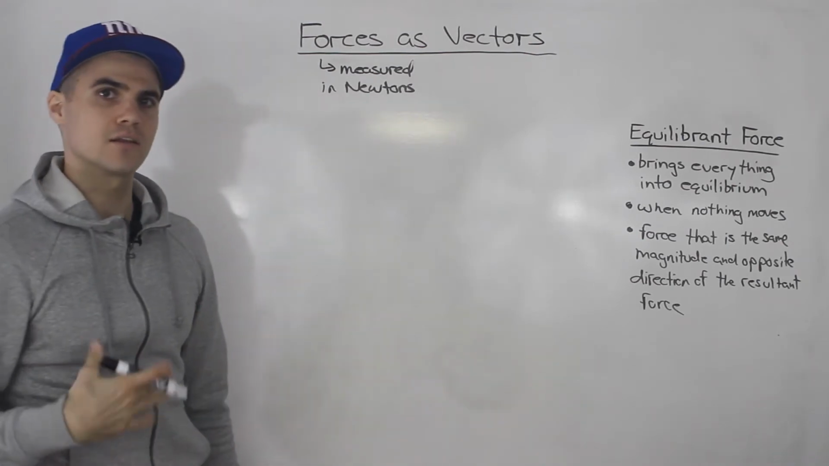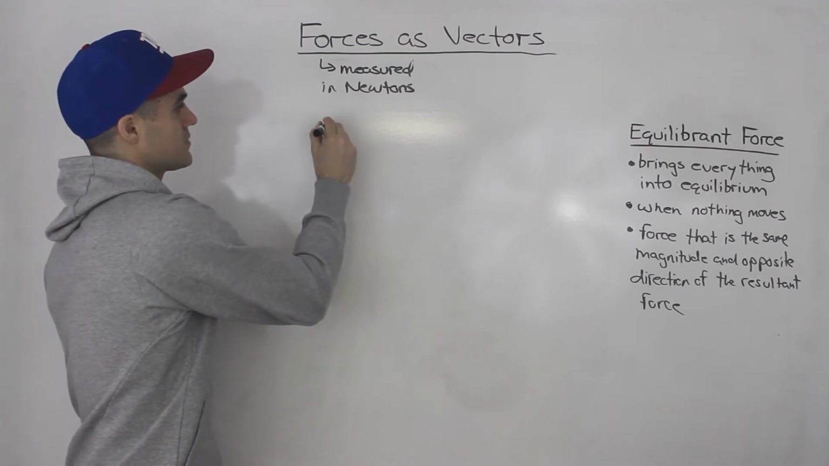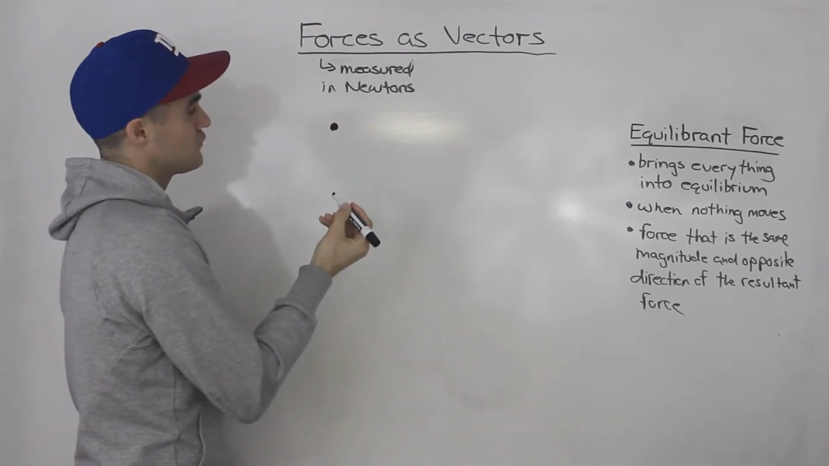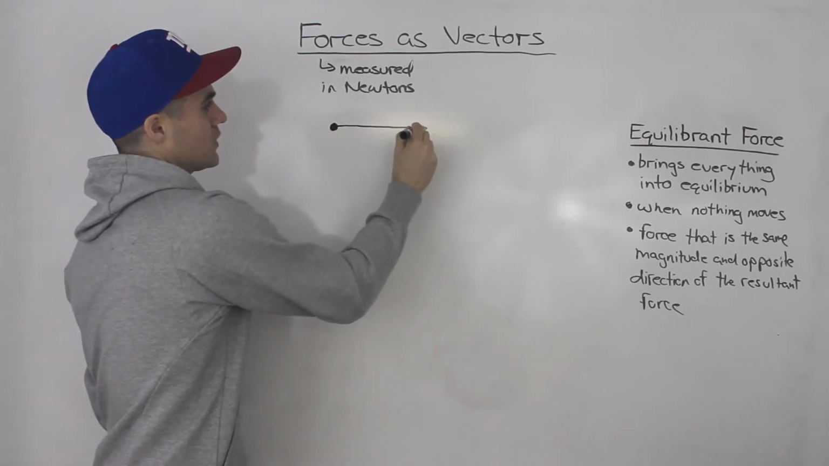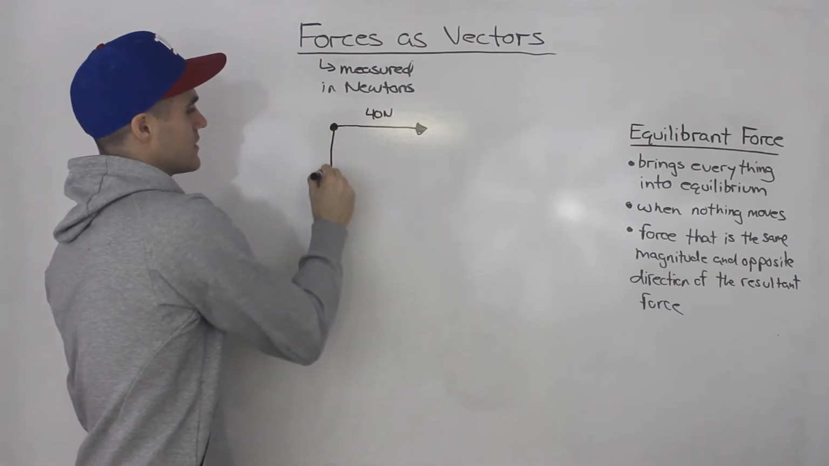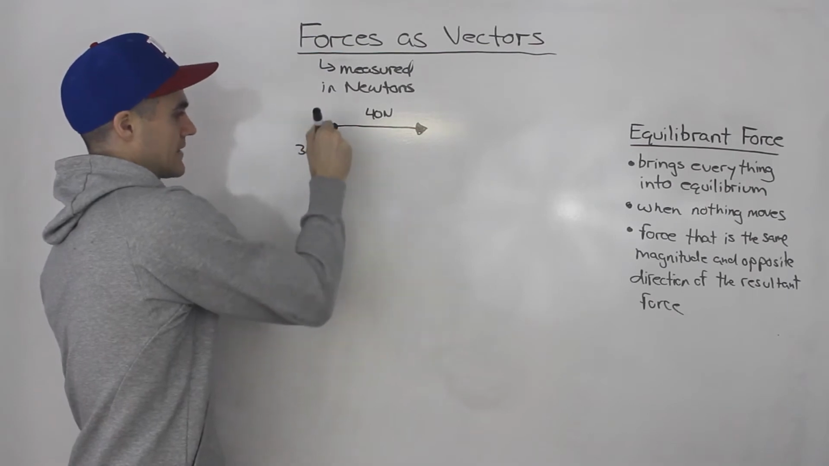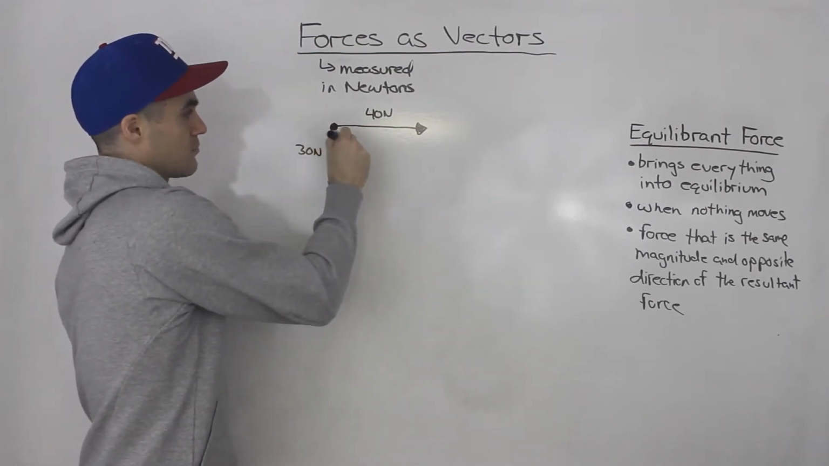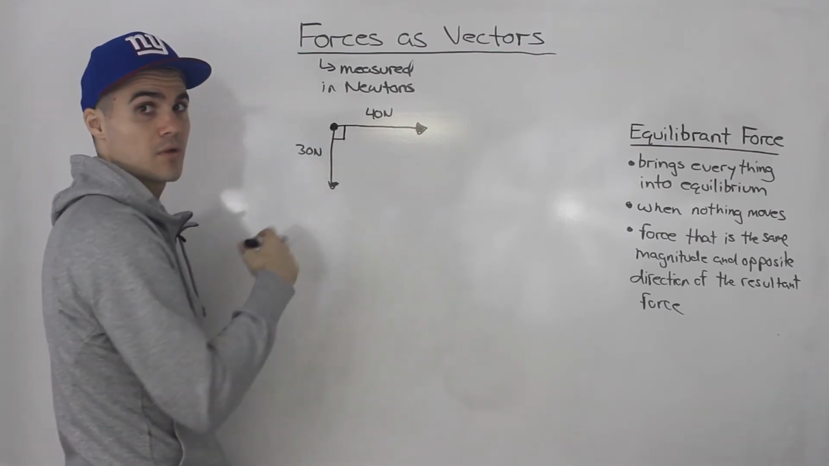Now forces can get a little bit more complex when you start adding angles to examples. So let's say that we have an object here, and let's say that there's two forces acting on it. So one force, say it's 40 newtons acting on it this way, and then let's say there's another force, 30 newtons, acting this way. So these forces are perpendicular to each other, or there's an angle between them of 90 degrees.